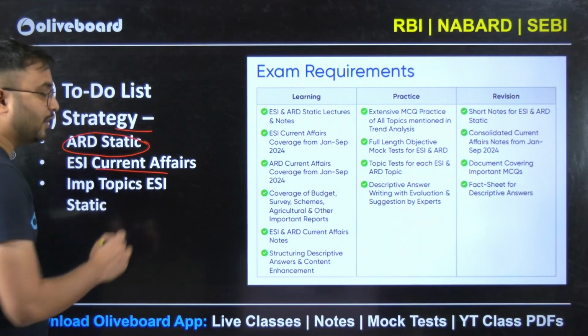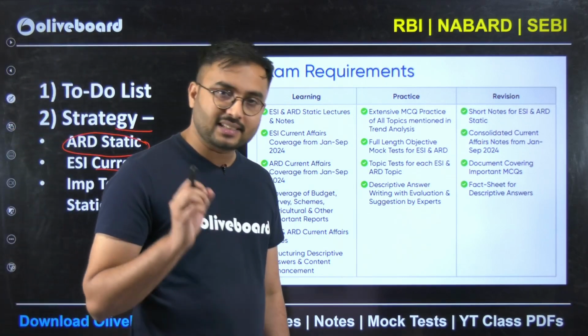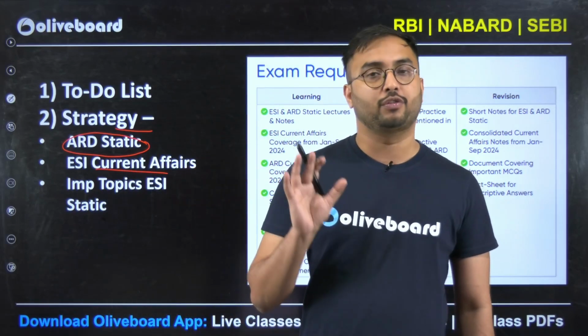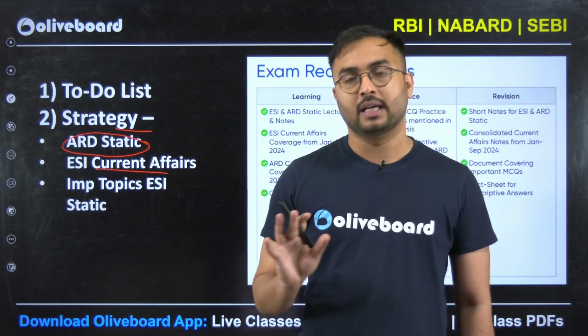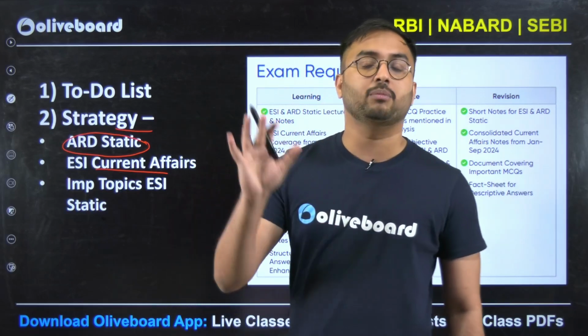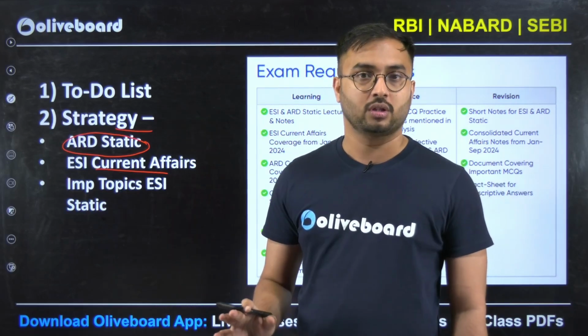For ESI current affairs, you have to spend time. ESI current affairs and its value will never change in the NABARD Grade A phase 1 and phase 2 exam. You have to cover 6 months of ESI current affairs, which includes government schemes, reports and indices, and PIB news.